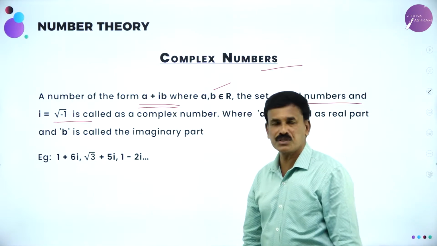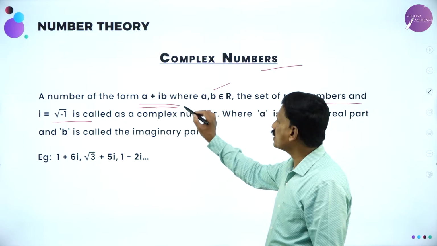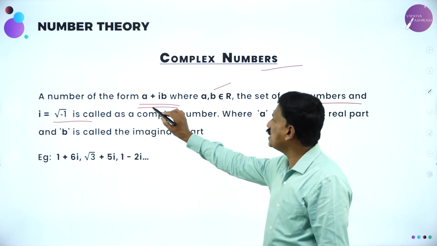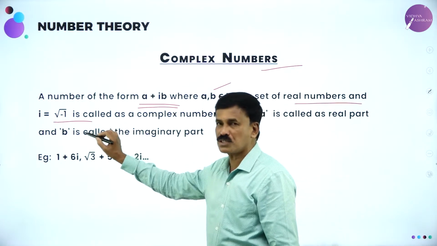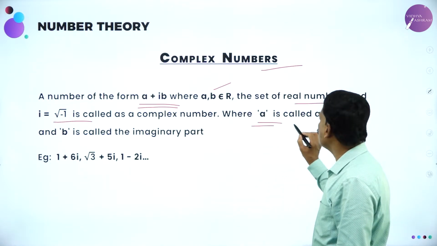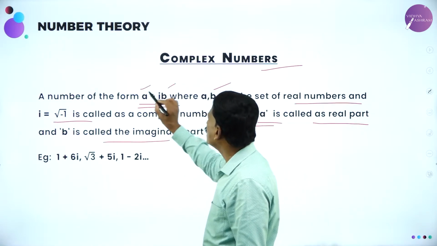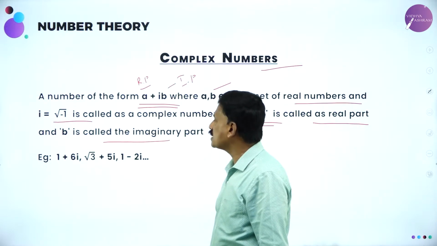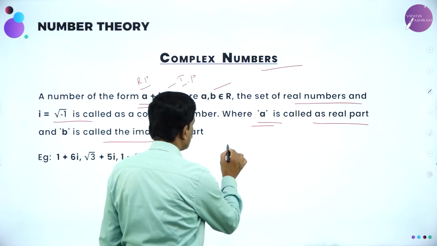So i is equal to root of minus 1, an imaginary number, iota. That is, a number of the form a plus ib is called a complex number, where a and b are real numbers and i is equal to root of minus 1 is an imaginary number. Here a is called the real part and b is called the imaginary part of a complex number.